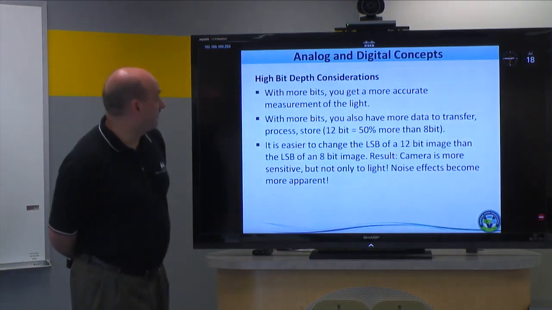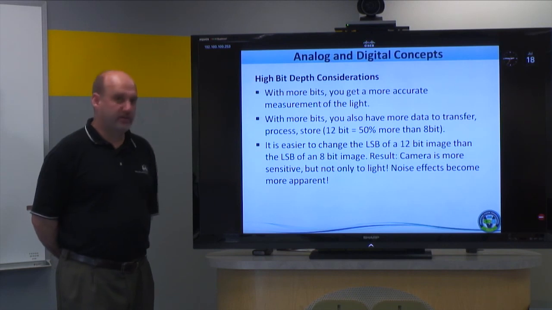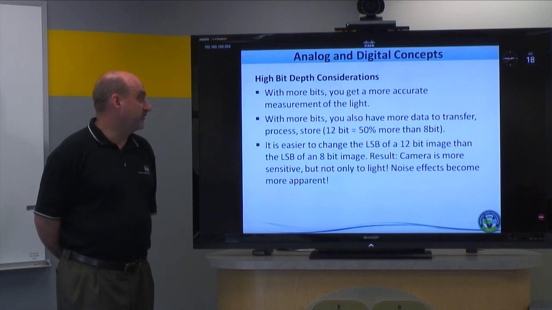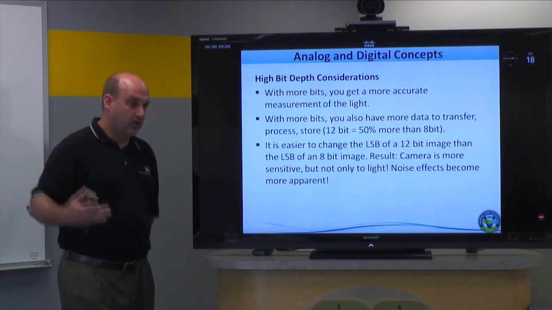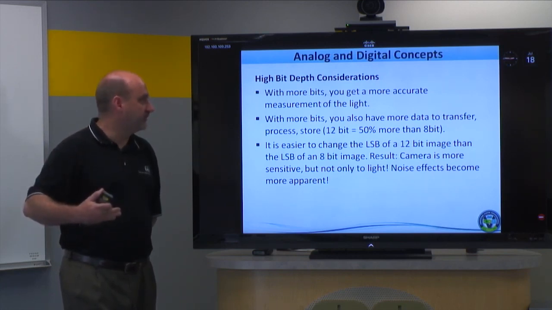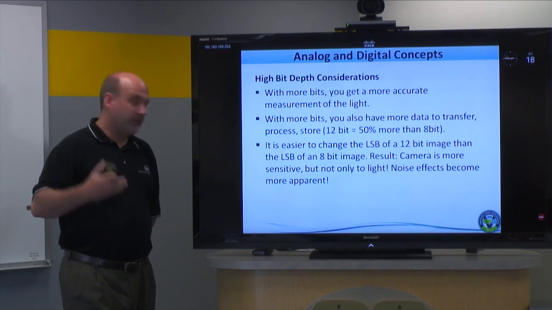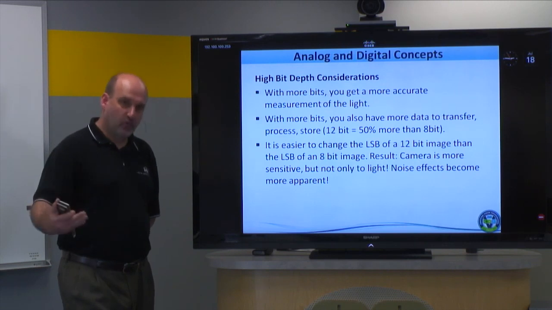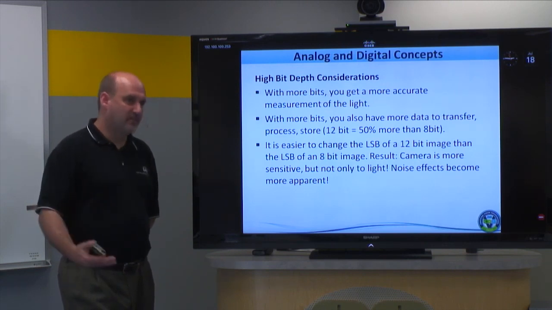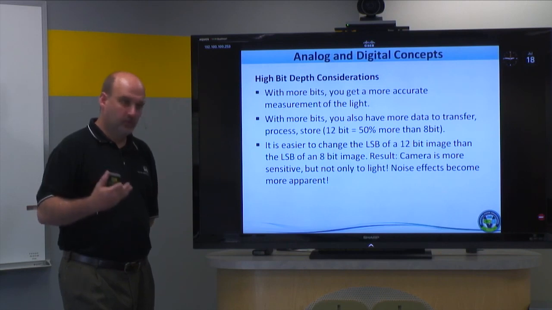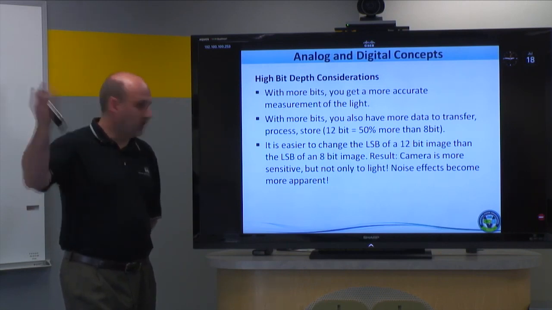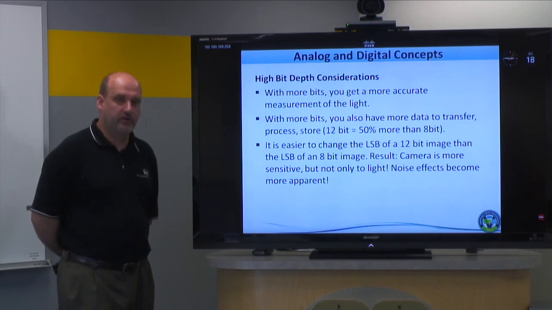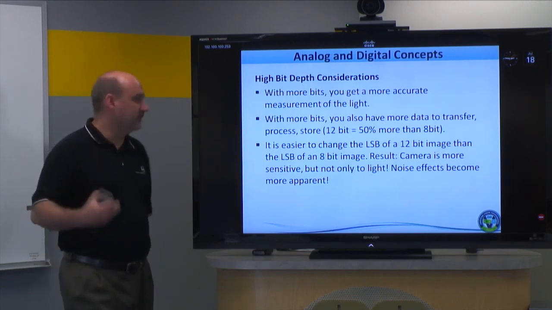Well, there are some high bit considerations. With more bits, you get more accurate measurements of light. But with more bits, you also have more data to transfer, process, and store. Since the data from the image is going across my interface method, and we'll talk about interfaces near the end here, if I transmit 12-bit data instead of 8 bits per pixel, then I have 50% more data per pixel. And when we talk about megapixel cameras, 1 megapixel, 2, 4, 8, all the way up to 20 and 30 megapixels nowadays at a high frame rate, this becomes a lot of data.